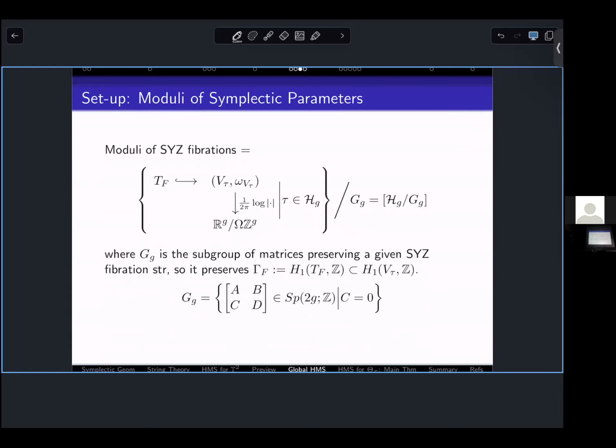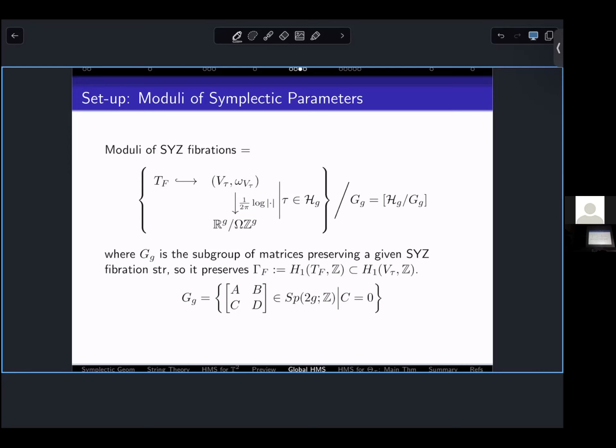On the mirror side, we look at these T-dual fibrations. So we have our abelian variety V tau. We take the log norm of the coordinates here so that the angles give us the T, the thing that we can take a T-dual of. This is the base of the fibration. This is the fiber, the torus, and the upper Siegel half space.